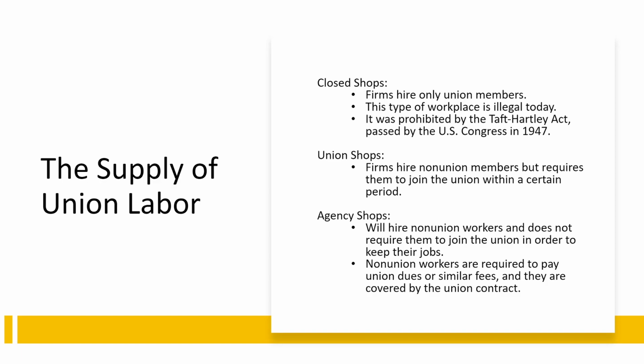And then we have what's called an agency shop, and these will hire non-union workers, and they do not require them to join the union in order to keep their job. Non-union workers are required to pay what are called union dues or some sort of similar fee, and they are covered by the union contract. So there's different kinds of shops here: closed, union, and agency. This one's illegal. These two exist. This one, even though it's called a union shop, you don't have to be a union member immediately, but you are required to within a certain amount of time. Agency shops, you're not required to be in a union, but you do have to pay what's equivalent to a union due because you're covered by their contract.